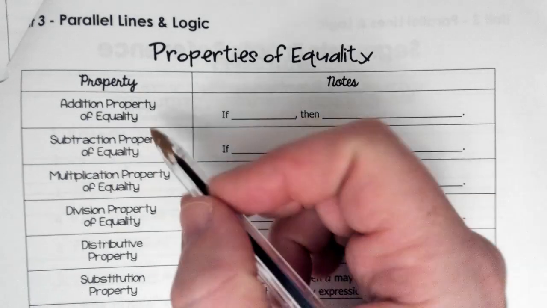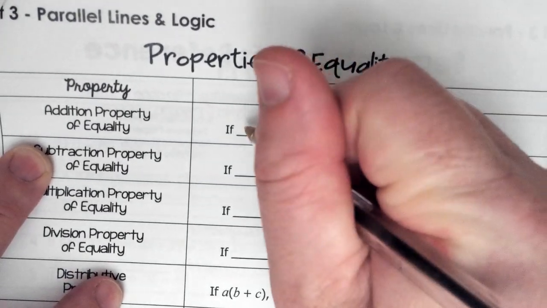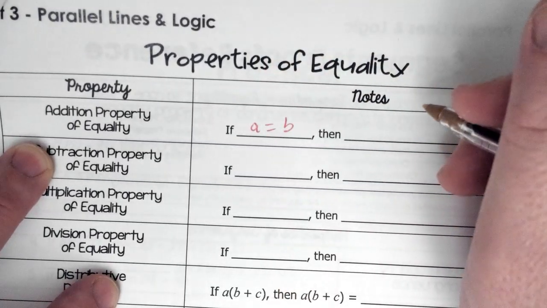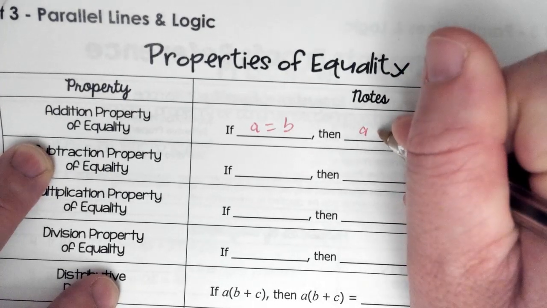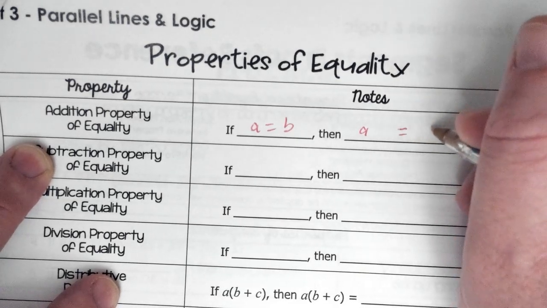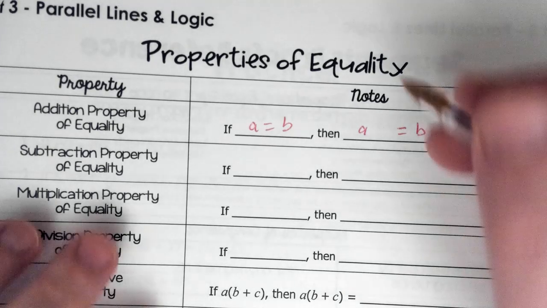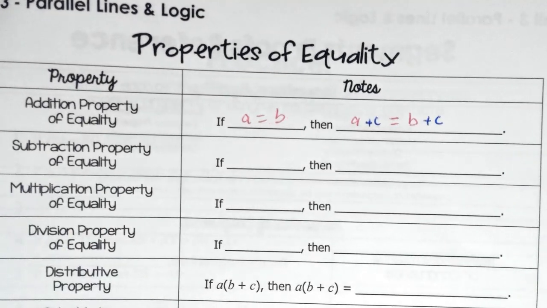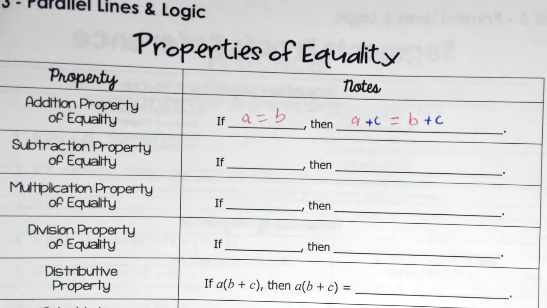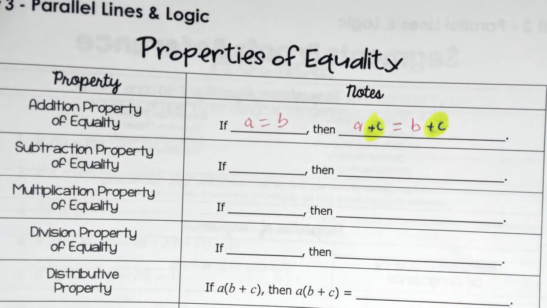Okay, the addition property. All right, so the addition property. Okay, if A equals B. All right, so let's say we have A, and I'm going to leave some space, equals B, and leave some space. All right, so what we're going to do, we're going to add C and add C. There we go. That's what happened right there. So all we did was add to both sides. That's it. That's all that happened. That's the addition property of equality. There you go. That's simple.